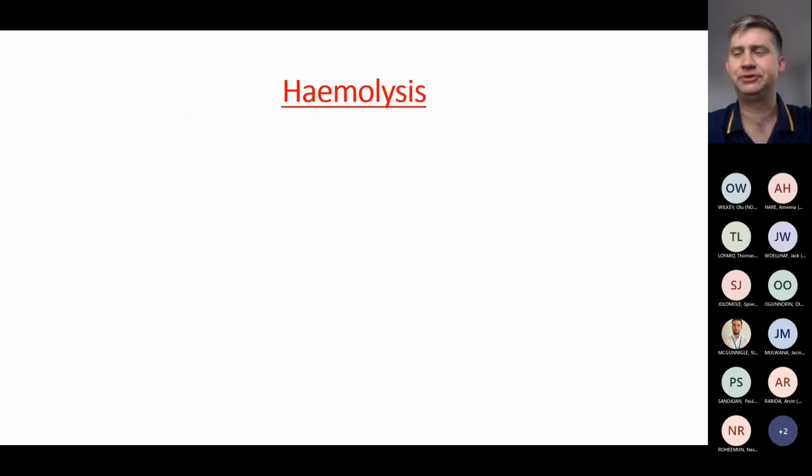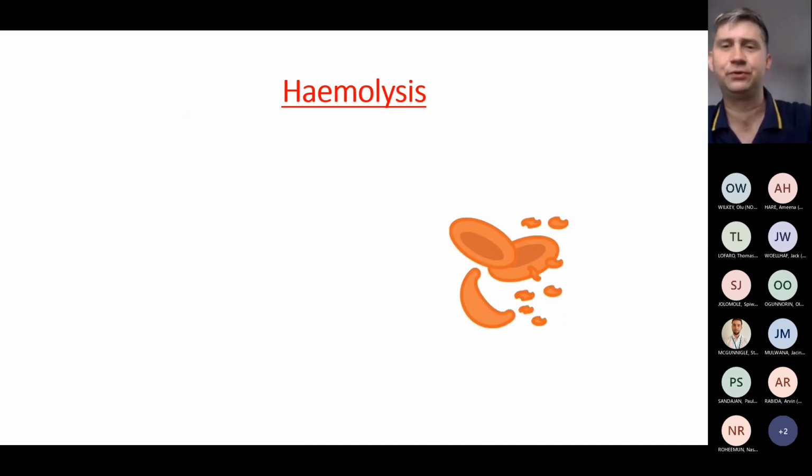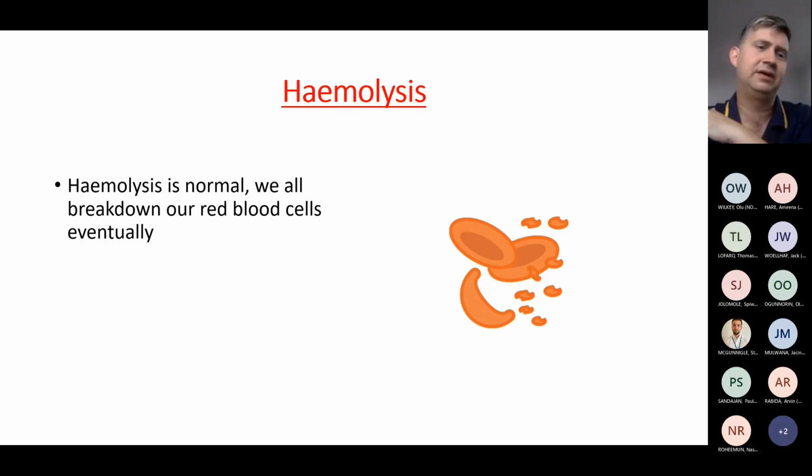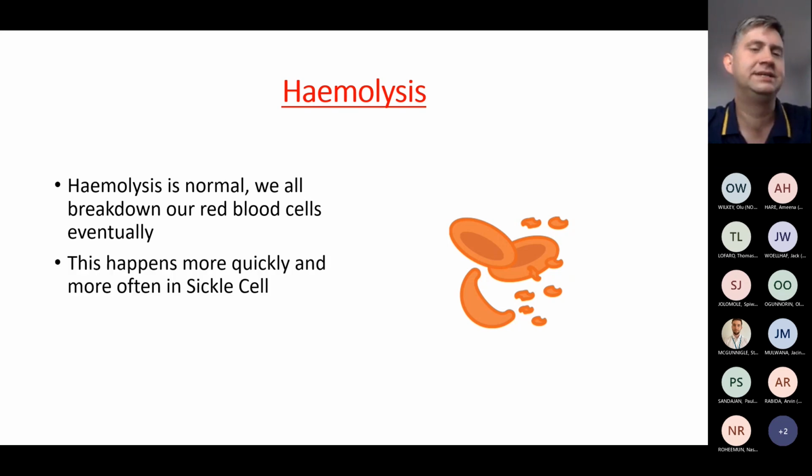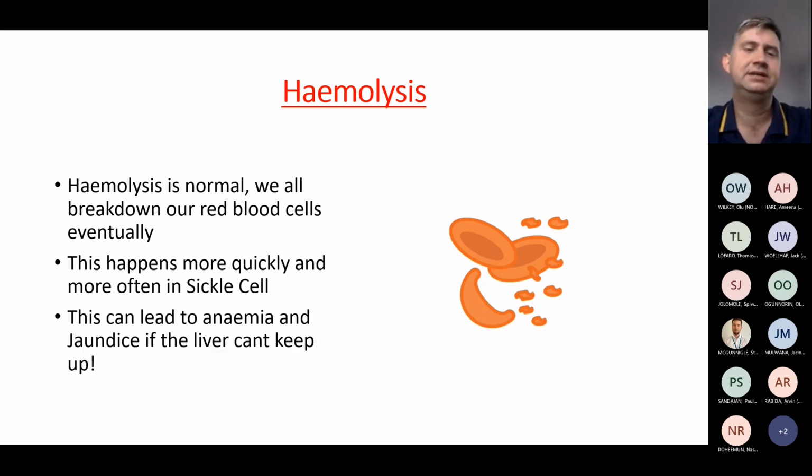So I briefly touched upon hemolysis before. As you can see in the picture, it is where the red blood cells break down and become these little bits. But hemolysis is normal, we all break down our red blood cells eventually, after about 120 days or after any sort of illness. And this happens more quickly and more often in sickle cell, like I said. And this can lead to anemia and jaundice if the liver can't keep up. So I'm repeating myself a little bit there, but hey ho.